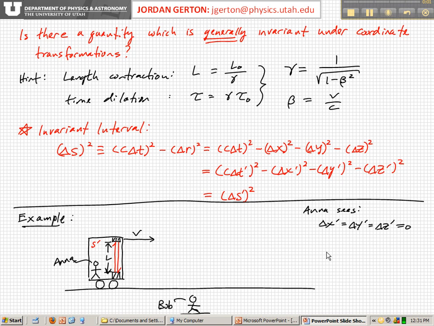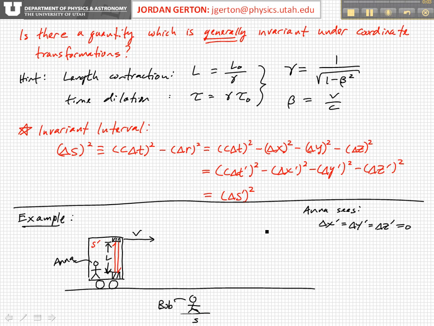Okay, so again, in Anna's coordinate system, she just sees the light pulse go up and down. It's detected at the same place that it was emitted from, and so she sees no difference. So these two events, the emission of the light pulse and the detection of the light pulse, take place at the same point in space. And so delta x prime is equal to delta y prime is equal to delta z prime is equal to 0.